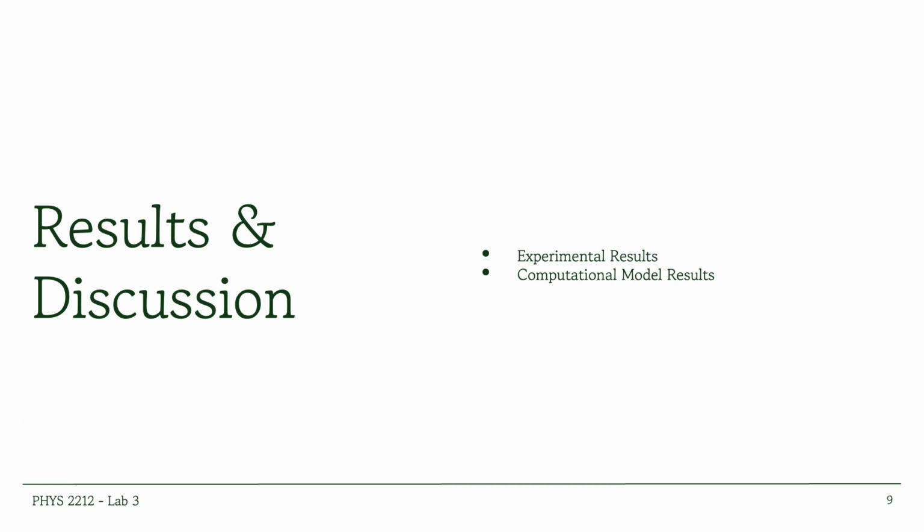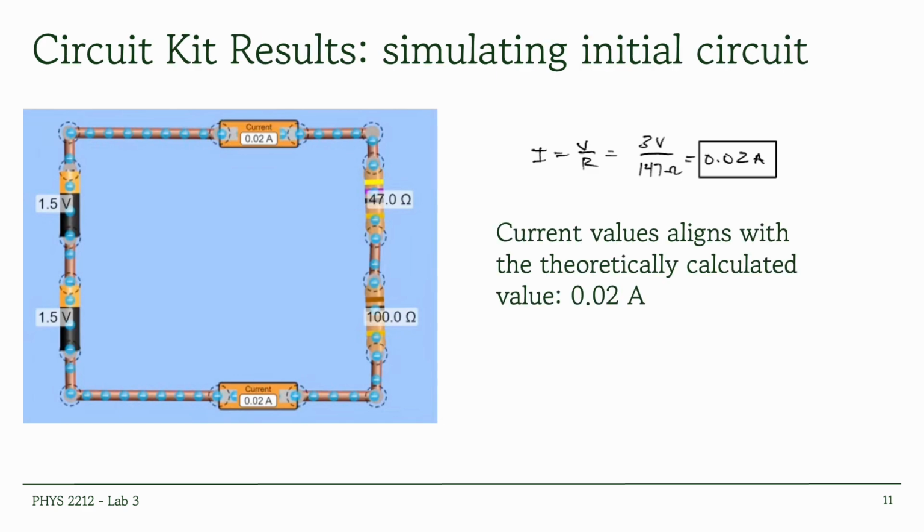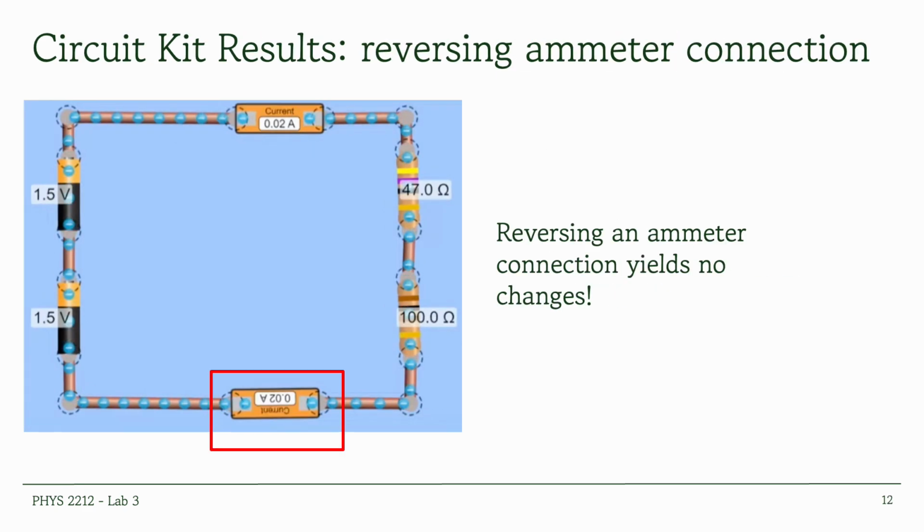So results and discussion. We first built the circuit that we predicted the current for earlier and found that the value aligned with the calculated value. And then we reversed one of the ammeter's connections, but that doesn't yield any changes to the circuit since the current flows the same through either end of the ammeter.